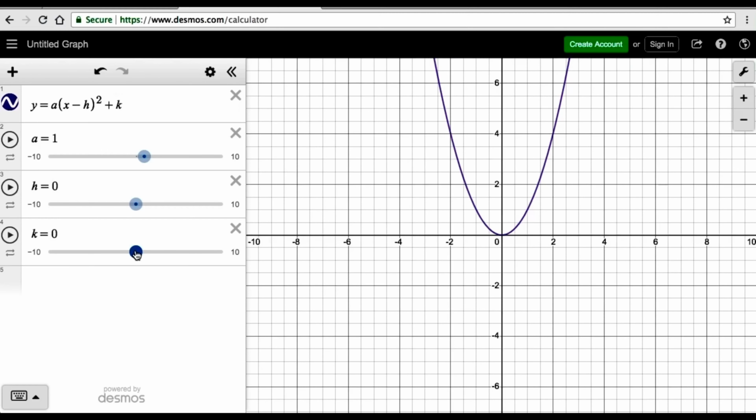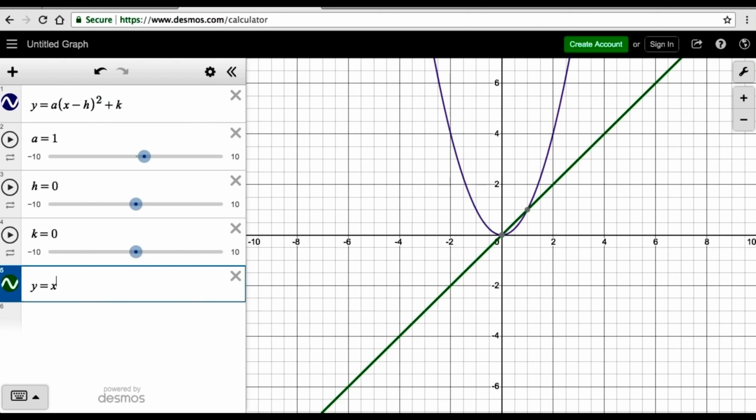At this time, we have the parent graph of quadratic equation. The reason why this is called the parent graph is because H and K become 0 and A is 1. So pretty much the equation becomes y equals x squared, which is the parent graph of quadratic equations. As you can see, the green and the purple graph are sitting on top of each other.